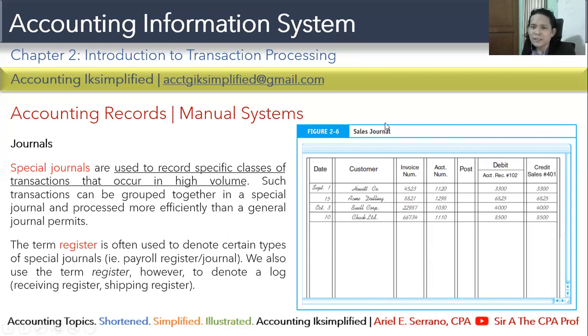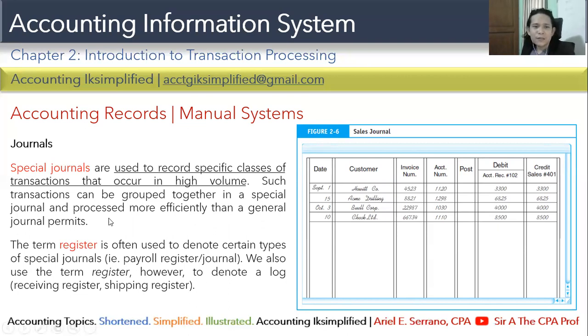Kasi halimbawa, for sales journal, makikita po ninyo dito, ang nire-record lamang natin dito ay mga sales. Okay? Sales on account, usually po. Kasi kung makikita ninyo dito: date, customer, invoice number, account number, and then debit, accounts receivable. Okay? So these are sales on account. Kasi po, pag mga cash sales, dun po yan sa cash receipts journal. Kasi ang cash receipts journal, ginagamit natin ito for any type of collections. Basta may natanggap tayo na pera.